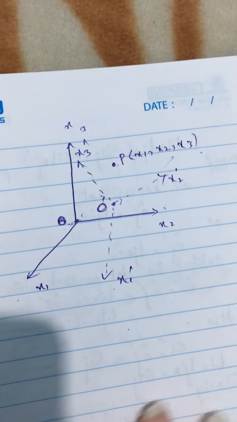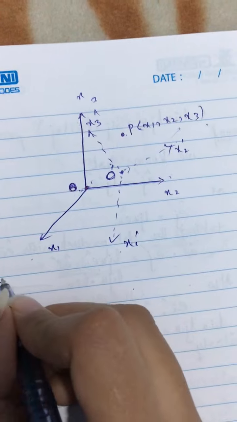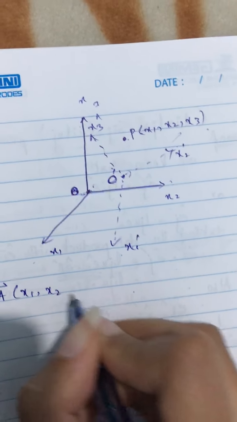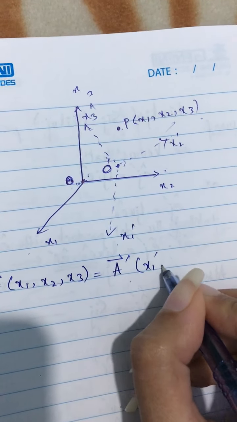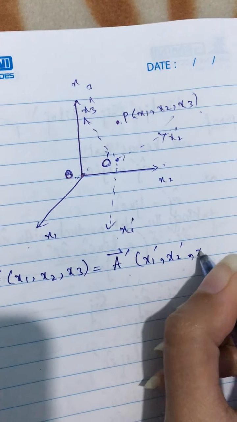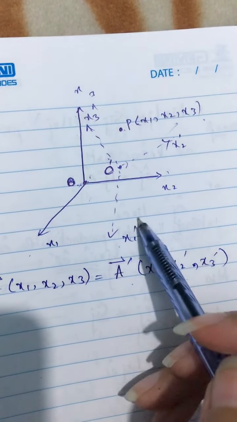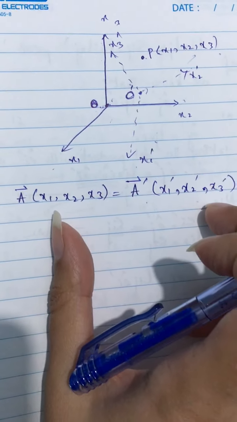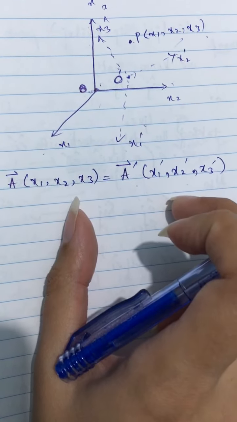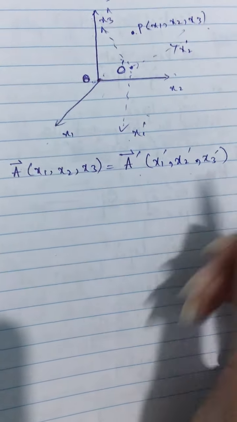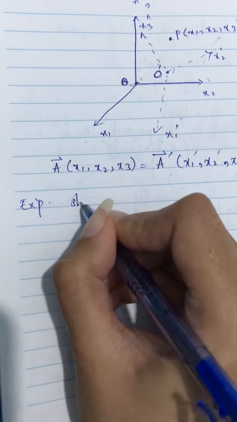So what does invariance mean? Invariance with respect to the rotation of the axis means that if I take some vector field A in the x1, x2 and x3 system, that is equal to A dash in the x1 dash, x2 dash and x3 dash system. That means the position vector is the same whether I take this system or this system. So this is basically the invariance. Now we are going to show an example, and we have to check whether the quantity is invariant under the rotation of the axis.